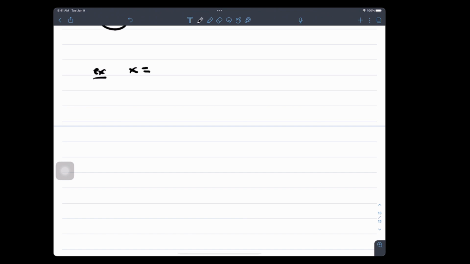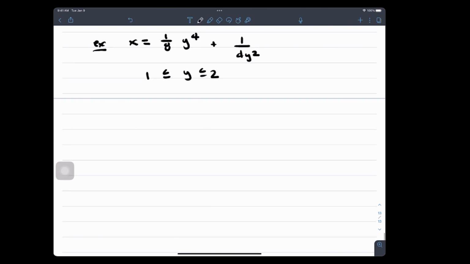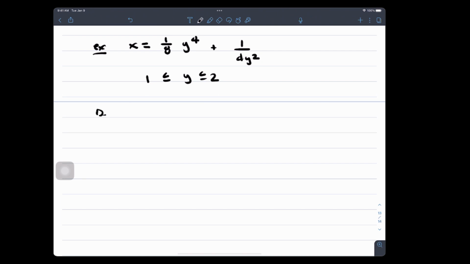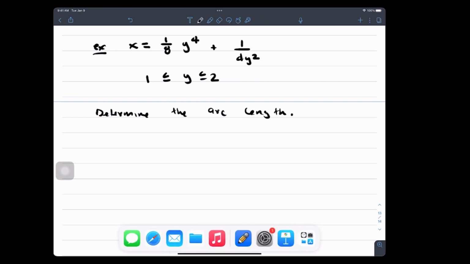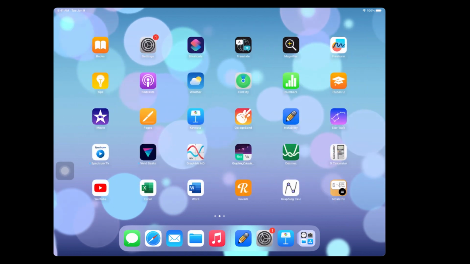So they say now x will be 1/8 y to the 4th plus 1 over 4y squared, and then y will be between 1 and 2. They want us to determine the arc length. So, all right, here's going to be a complete example of what we're talking about. Ladies and gentlemen, let me go to Desmos here if I can find it, so you guys can see what that looks like.